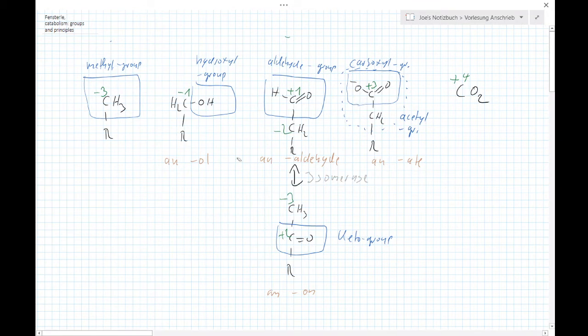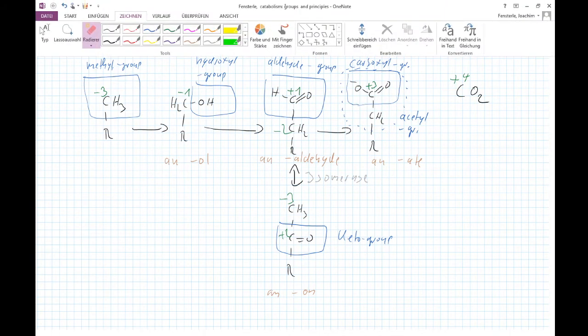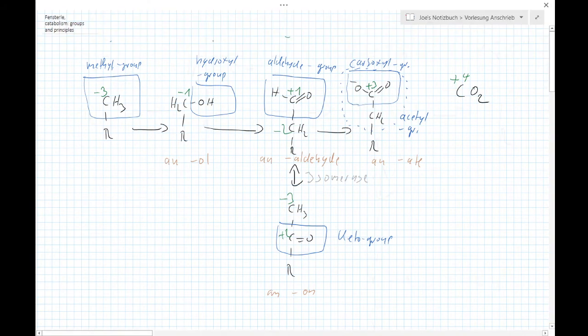If we go from here to here, or here to here, or back, or here to here, or back, but I put the forward reaction because this is then the name. This is always a dehydrogenase.